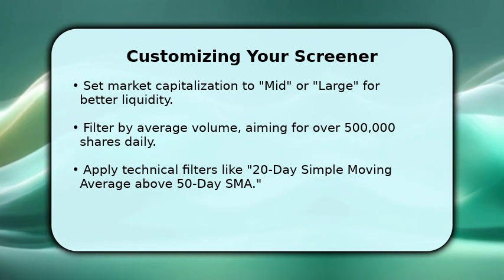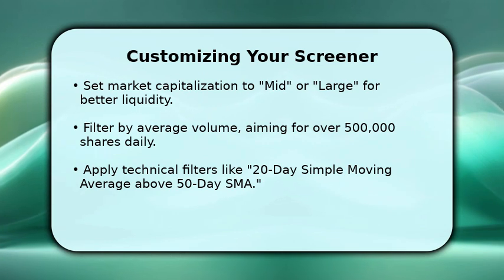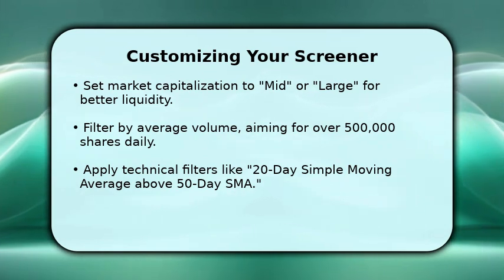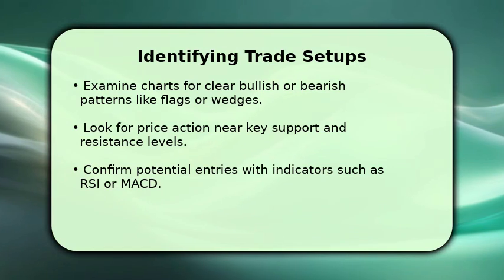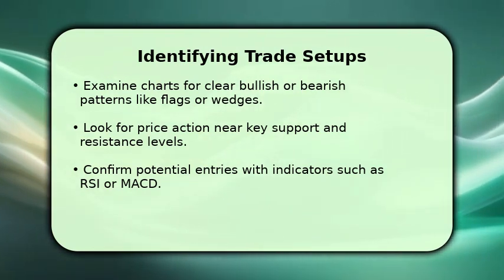Finally, apply technical filters, such as the 20-day simple moving average above 50-day SMA, to identify bullish trends. Once your screener generates a list of stocks, it's time to analyze their charts for potential trade setups.